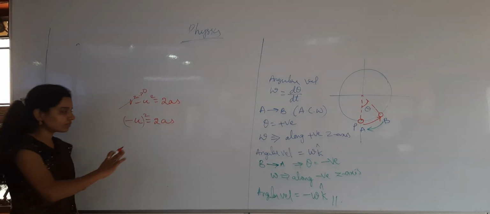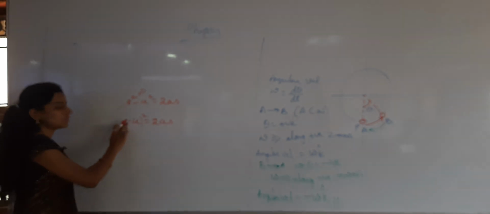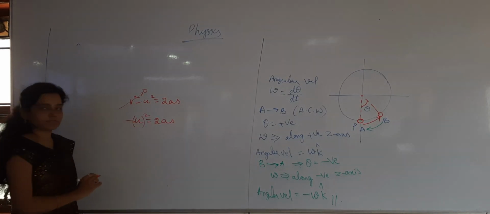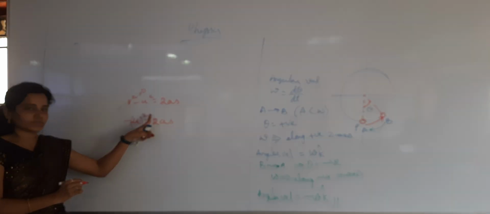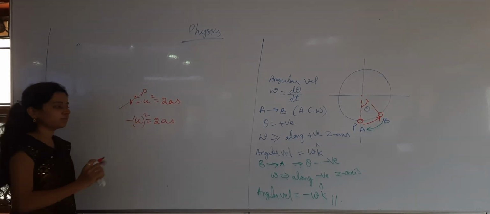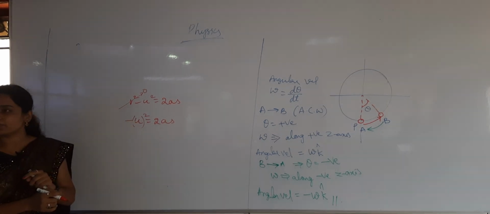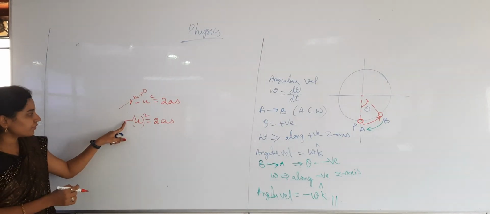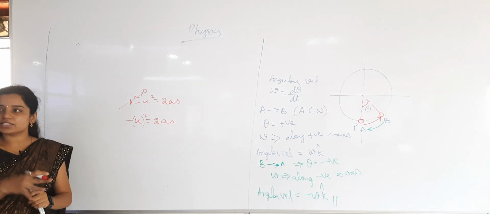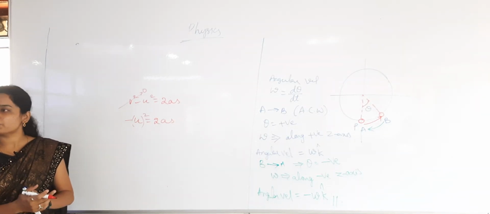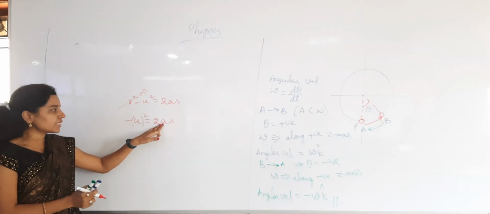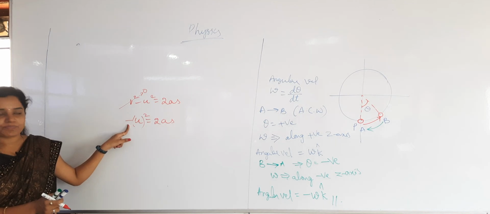Don't think that minus u square becomes plus u square. This minus belongs to the formula, it is not minus u square. If you think of minus u whole square, that is plus u square only, but this minus belongs to the formula, you cannot apply it to u. Negative initial velocity is not possible here. So minus u square is equal to 2as means the acceleration is minus.